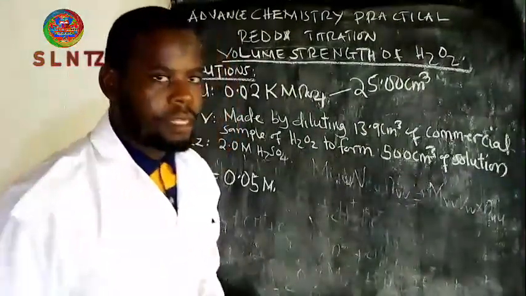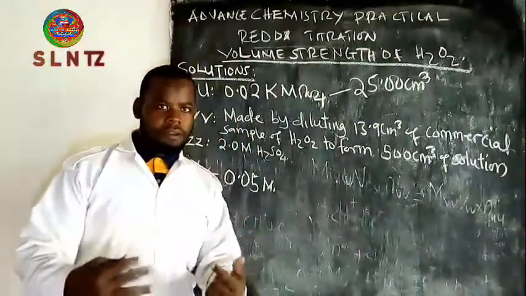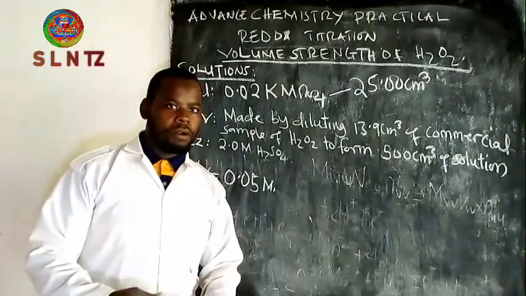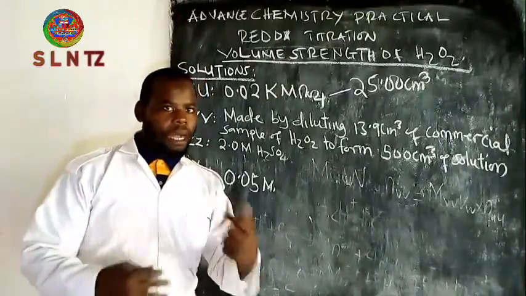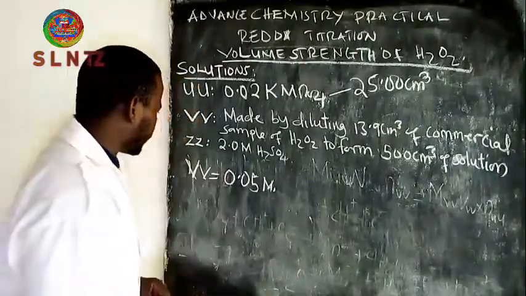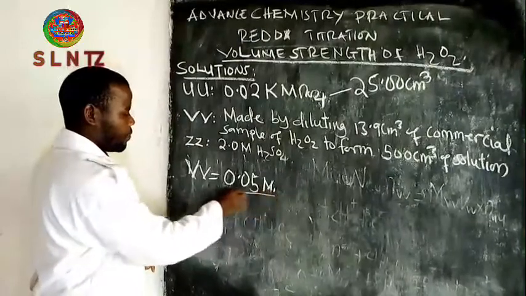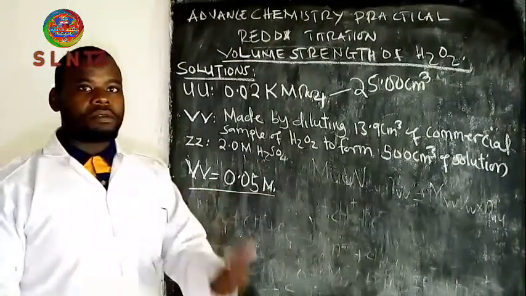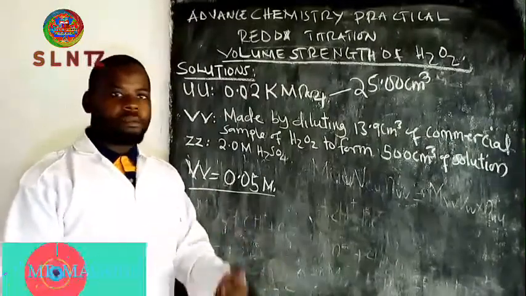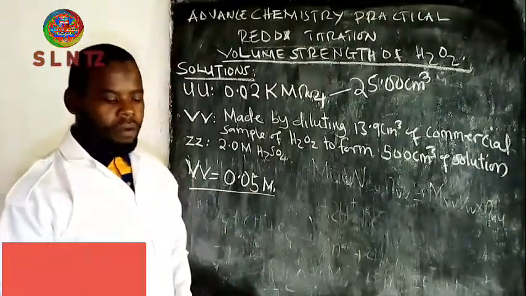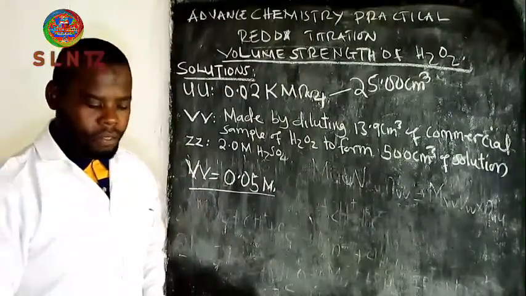So apart from that, we are going to solve volume strength. So be careful, be responsible, contribute with your full mind, and then you will understand. This is the molarity of hydrogen peroxide after titration. It means this is diluted. So we go to calculate volume strength.